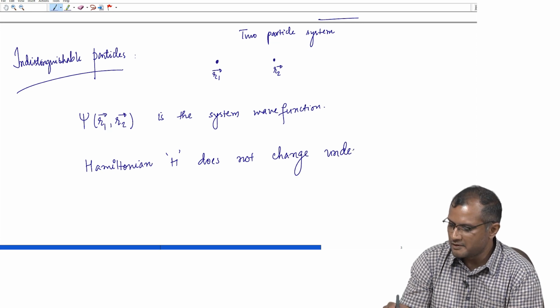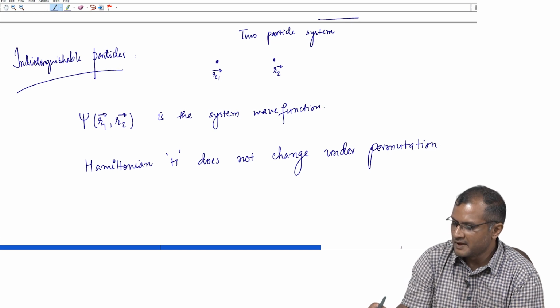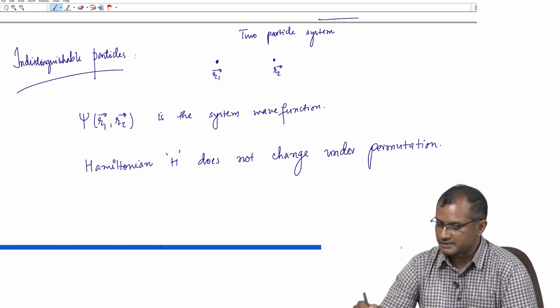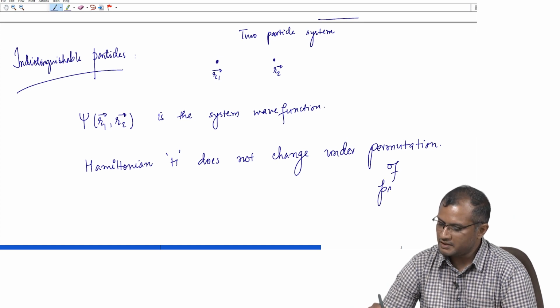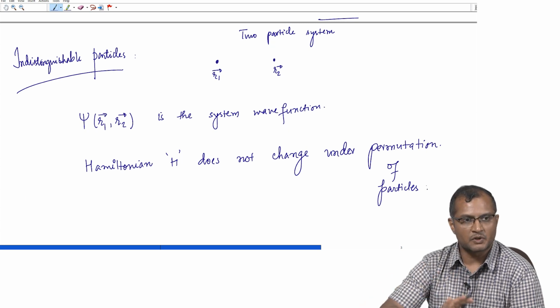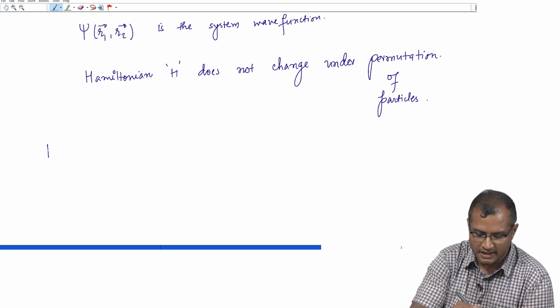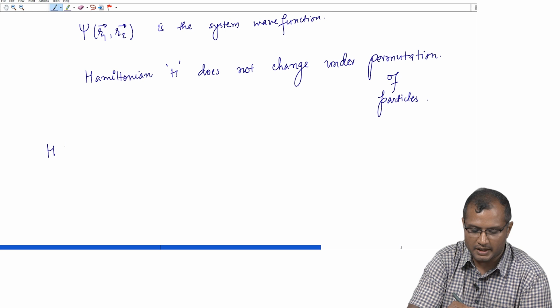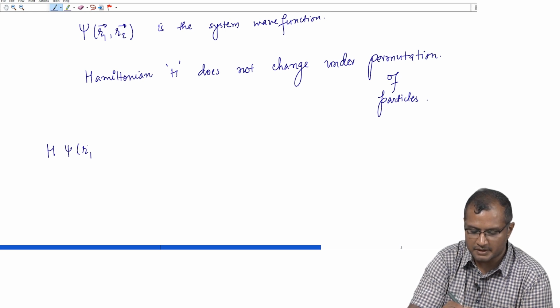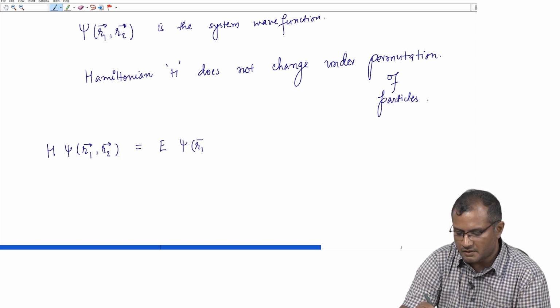Under permutation of particles. Meaning what? The energy of the system remains the same under permutation of particles. This essentially means that if I take the Hamiltonian operator and it operates on the two-particle wave function, the eigenvalue, which is the total energy of the system, does not change if the particles are permuted.